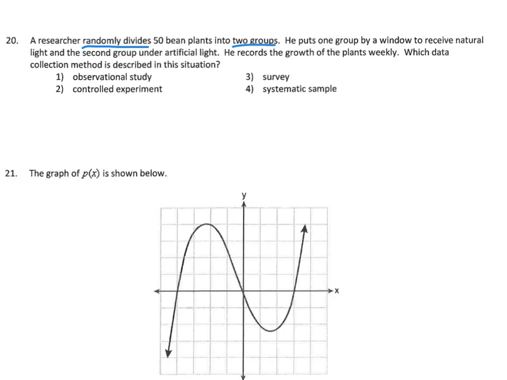All right, this is totally a controlled experiment. When you randomly take a group of subjects and divide them into 2 groups and give one group one condition and another group the other condition, that's called a controlled experiment.